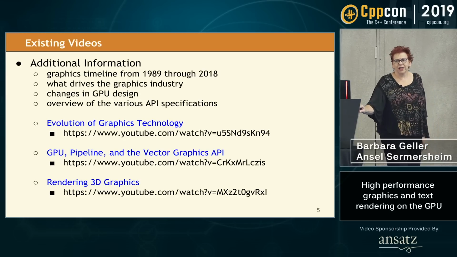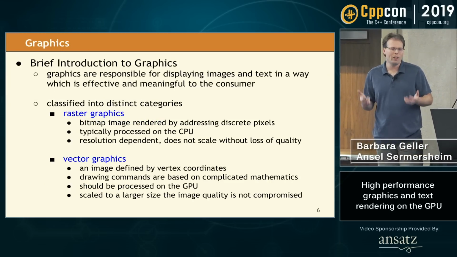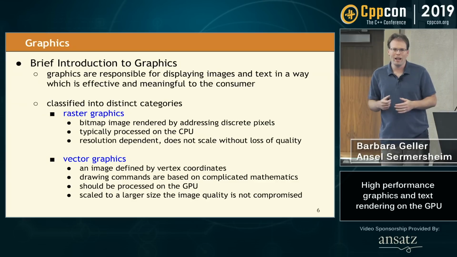So what are graphics? Broadly, you can divide them into 2 different categories, and it's a very sharp distinction. There's raster graphics, which are a bitmap image that consists of a whole bunch of pixels, individually addressable, and you manipulate these bitmaps usually on the CPU. That's traditionally been what happens.